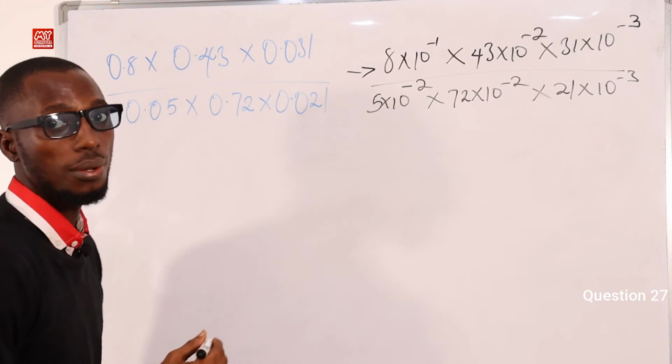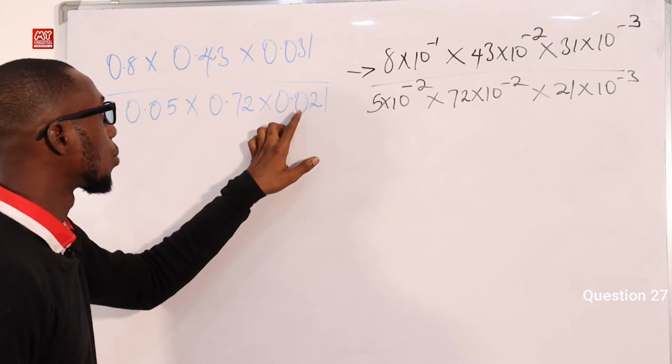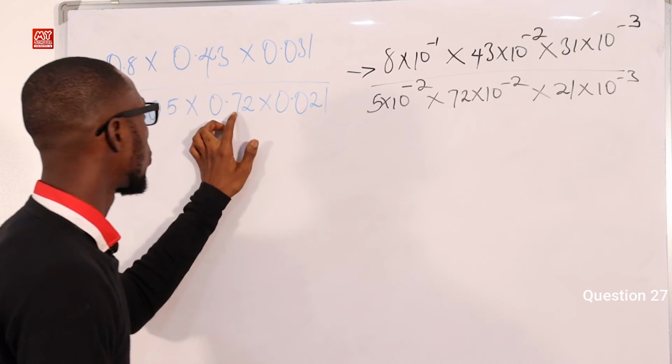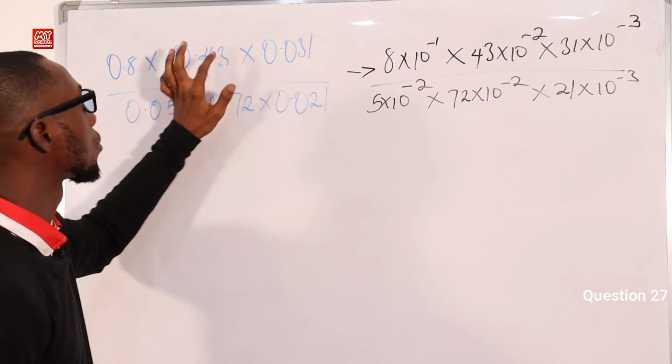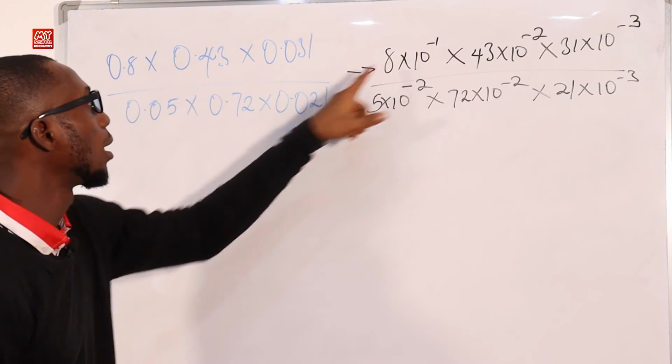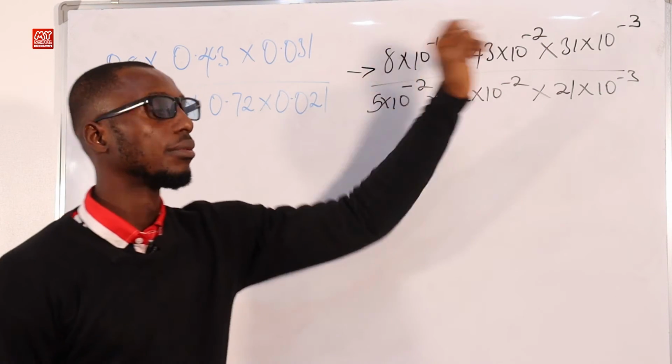Just count the number of figures after the decimal point: 1, 2, 3, that's a minus 3; 1, 2, minus 2; 1, 2, minus 2; 1, 2, minus 2; just 1, minus 1; 1, 2, 3, minus 3.